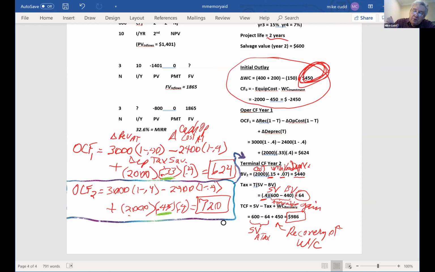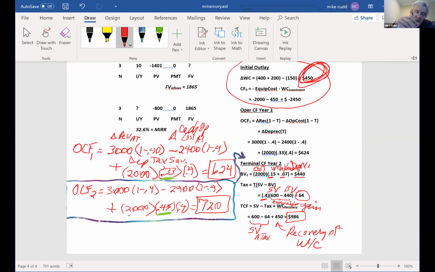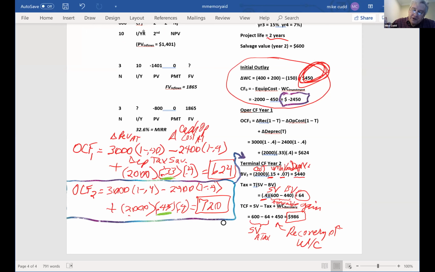So for this problem, we would have, I need a different color. Okay, well, I'll go with this. We'd have an initial outlay, 2450, operating cash flows like cash profit in year 1 and year 2, and then an extra cash flow in the final year of 986.